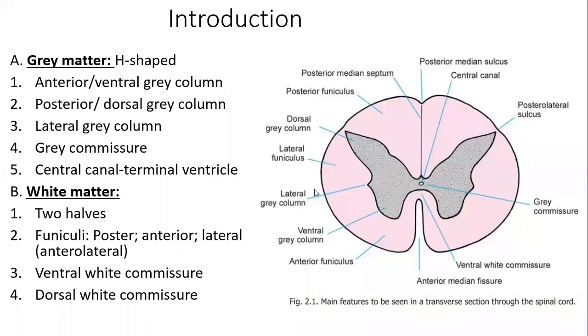So white matter is divided into two halves by the anterior median fissure anteriorly and posterior median sulcus posteriorly, further extending till the gray commissure, where it changes its name and is called posterior median septum. So posteriorly, with the help of posterior median septum arising from the posterior median sulcus and anteriorly anterior median fissure, white matter is divided into two halves, right and left.